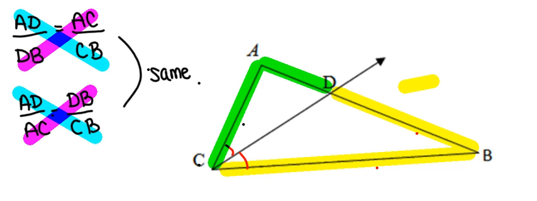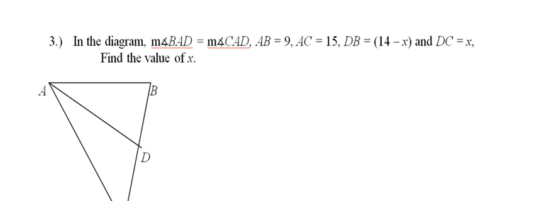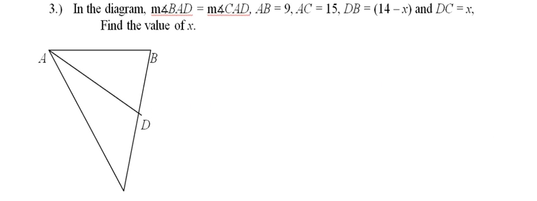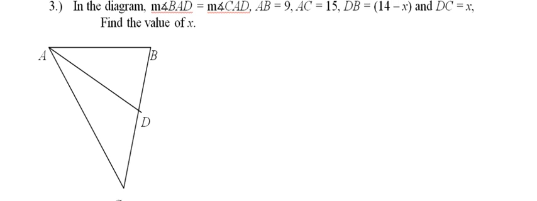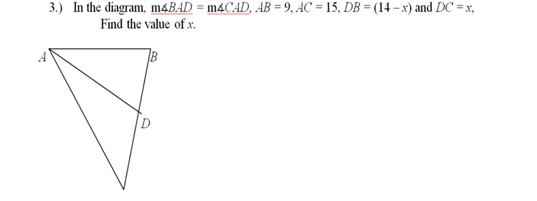Let's go ahead and take a look at how this would look in an example. So it gives us this problem where it tells us that the angle's being bisected. So I'm going to go ahead and indicate that in my picture. And the angle that's being bisected is angle BAD.